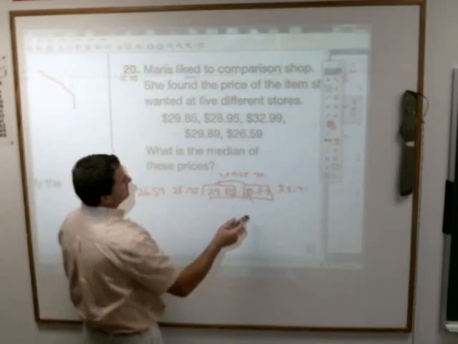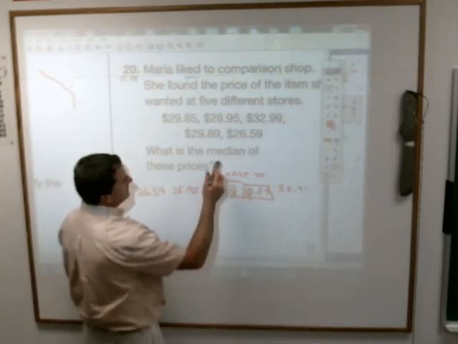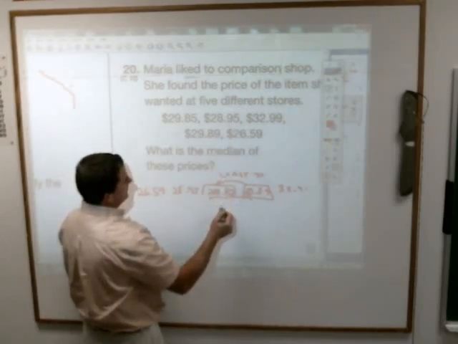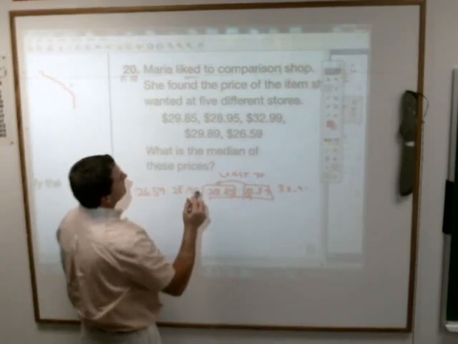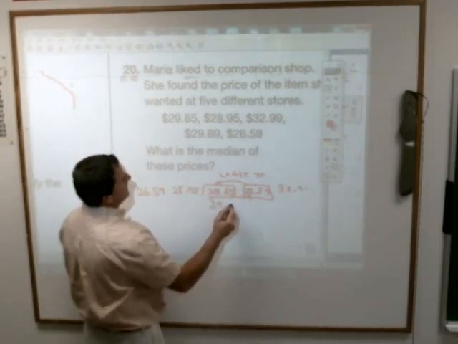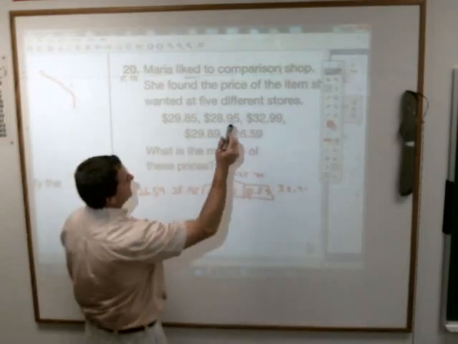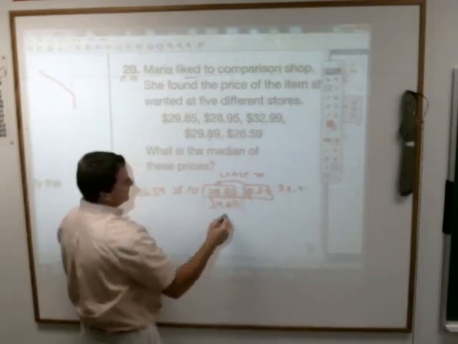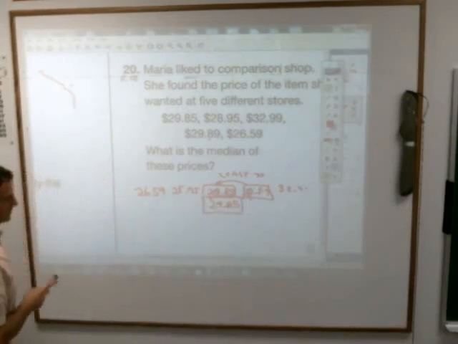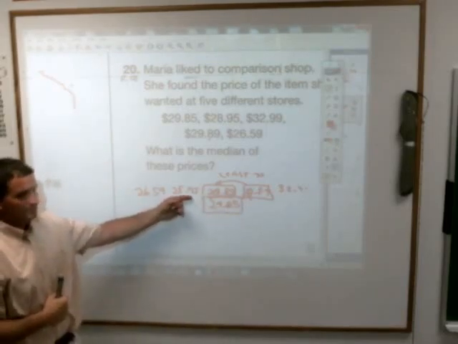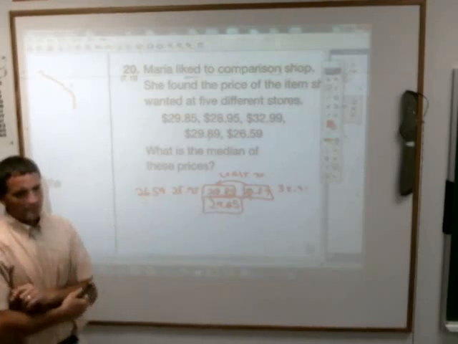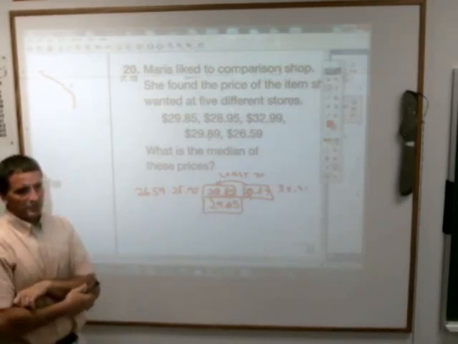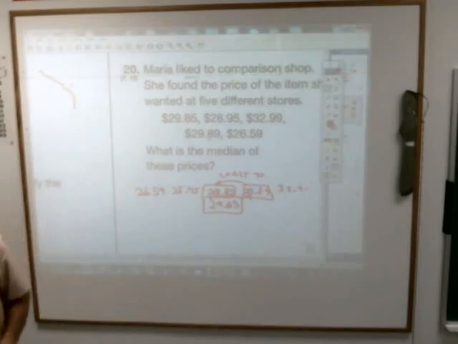I'm so confused. It should be 29.85 and 29.89. It's 29.85. I got 28.95, but I don't know how you did that, because that's not in the middle. Note to self, order the numbers in the right way.